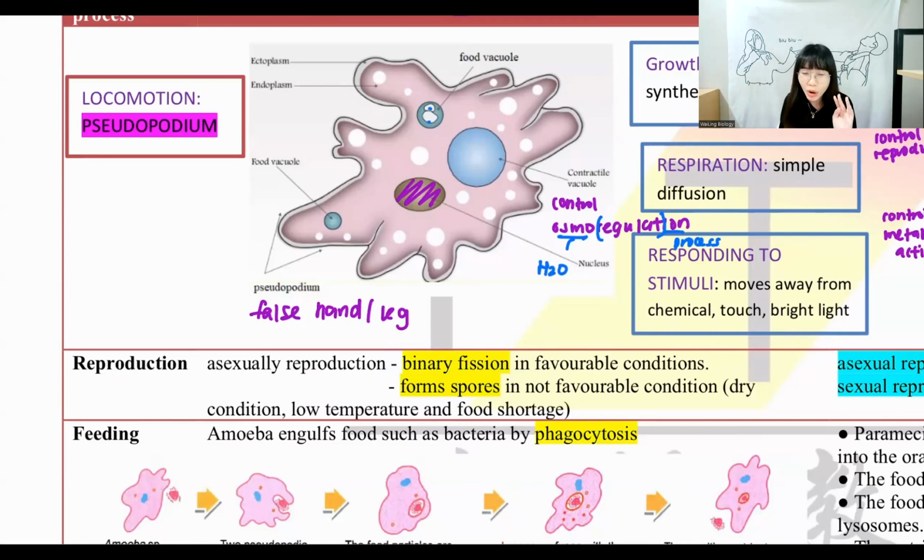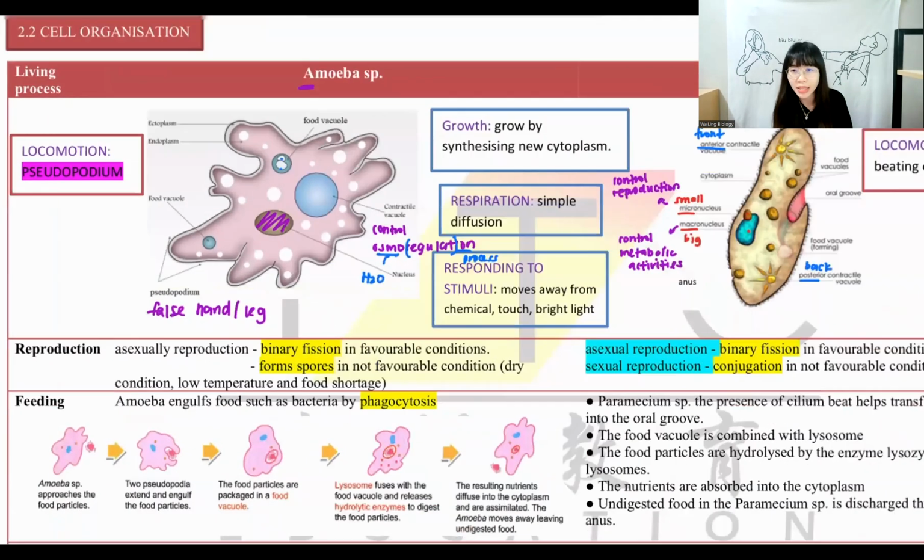They will carry out binary fission in favorable condition. Favorable means enough oxygen, enough water, enough food. If it's not favorable, they will form spores, like mushrooms. Not favorable means that they are dry, have cold temperature, lack of water. So this is asexual reproduction for amoeba species.